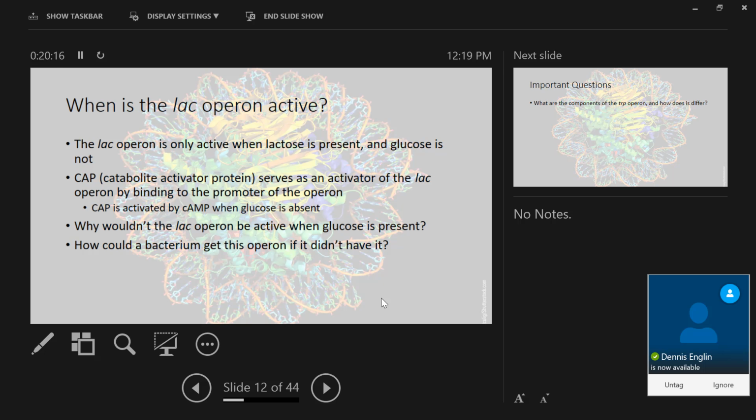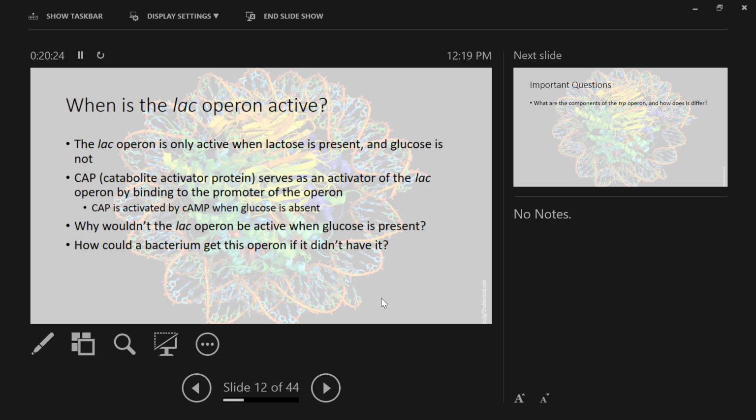We'll do, again, one short lecture break. Why wouldn't the lac operon be active when glucose is present? So even if lactose is present, why isn't the lac operon active? Why does glucose have to be absent and lactose need to be present? And then another one, which is a more interesting question, is how can a bacterium get this operon if it didn't have it from the beginning? What are some ways in which this bacterium could get this operon?